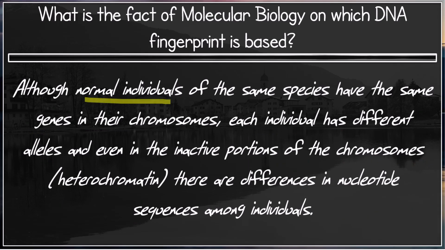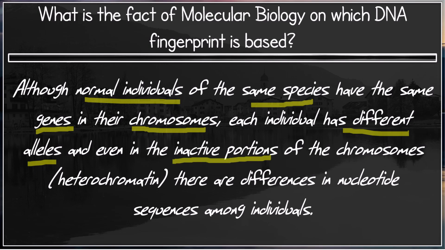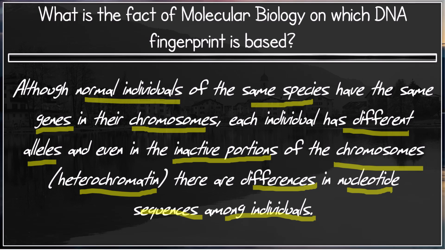Although normal individuals of the same species have the same genes in their chromosomes, each individual has different alleles, and even in the inactive portion of the chromosomes, heterochromatin, there are differences in the nucleotide sequence among individuals.